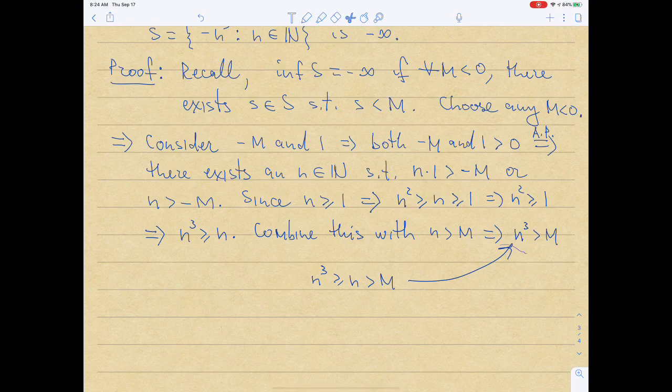All right, so we proved that I can find a positive integer n such that n cubed is greater than, sorry, again, I'm missing stuff, but n was bigger than minus M.